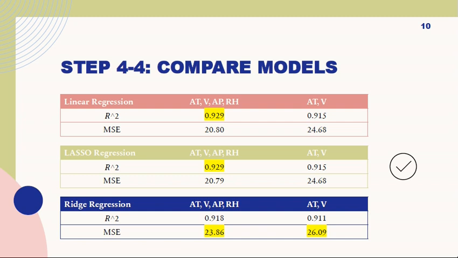However, the decrease in R-squared is also accompanied by a more significant decrease in MSE for all models when using only temperature and exhaust vacuum. This tells me that if we use fewer features, the model becomes simpler and potentially learns the underlying relationship better. And this can lead to improved performance on unseen data despite a slight sacrifice in training data fit.